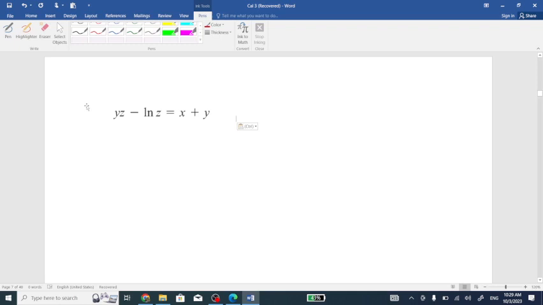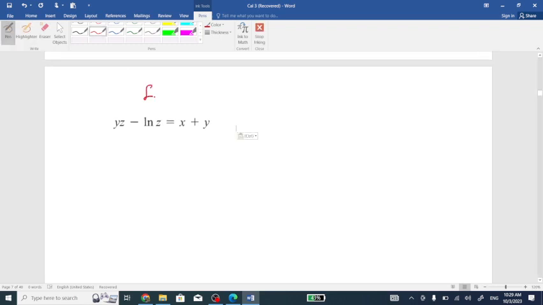So let me do it together. Find z sub x. Equal to what? We have a ln, right, and we have a y.